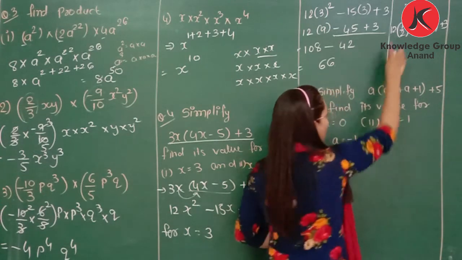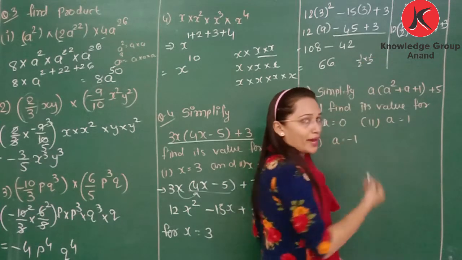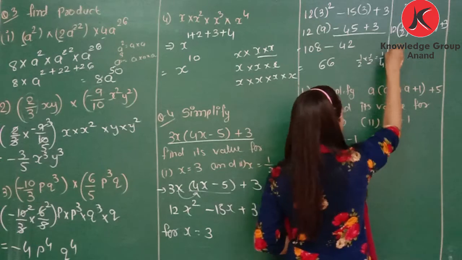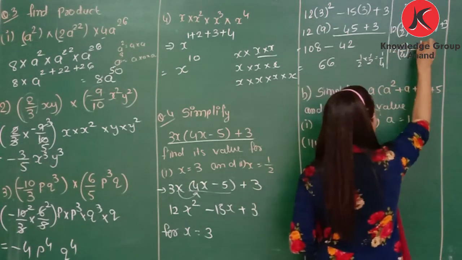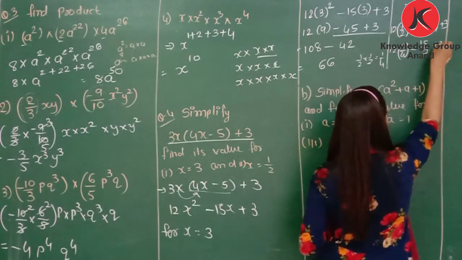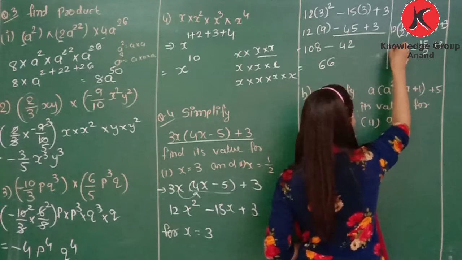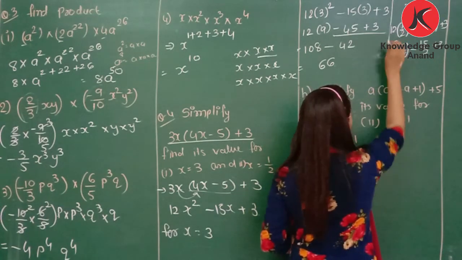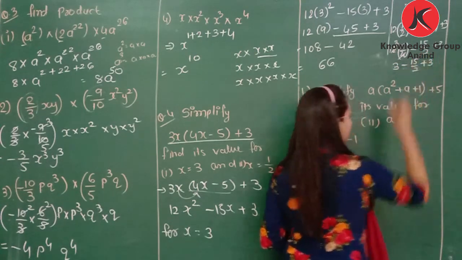Okay. Now 1 by 2 multiply 1 by 2. Square means 1 by 2 multiply 1 by 2. It becomes 1 by 4. So 1 by 4 minus 15 by 2 plus 3. So here we can cancel out this one. 3 minus 15 by 2 plus 3.